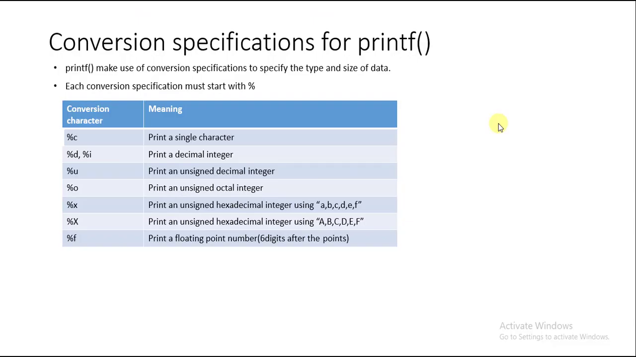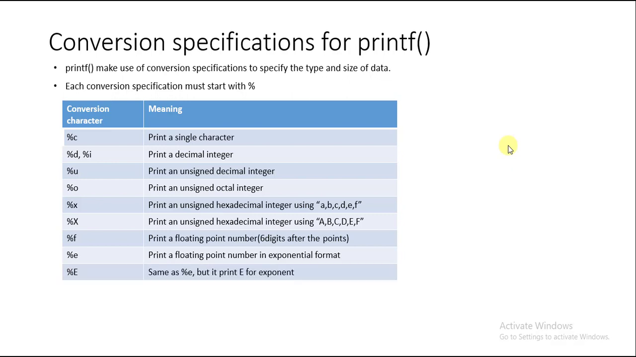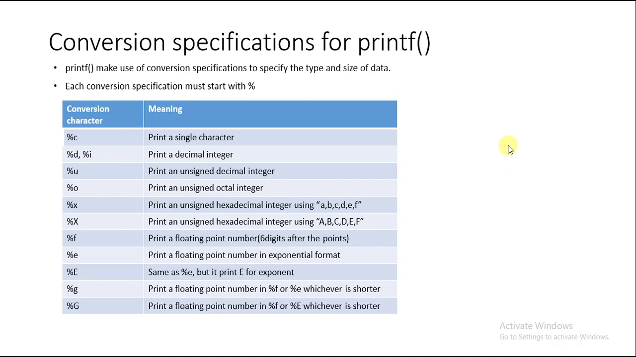Now let us see a few more conversion specifications. %e, small e, is used to print a floating point number in exponential format, like 10 to the power of 3. %E is used to print that exponential in capital E. %g is used to print a floating point number either in %f format or in %e format, whichever has the shorter length. %G, capital G, works same as %g only, but that exponential will be printed in uppercase.